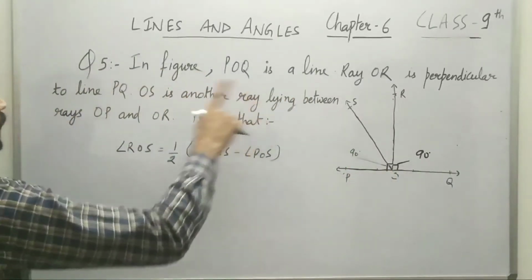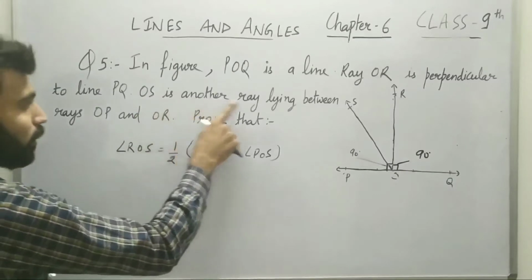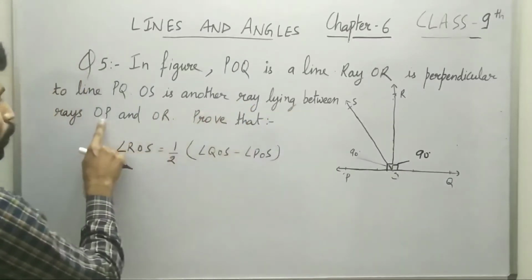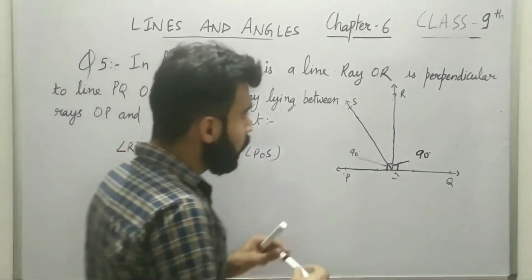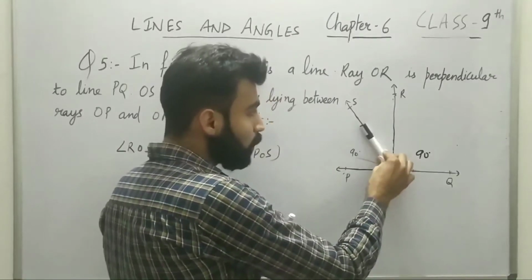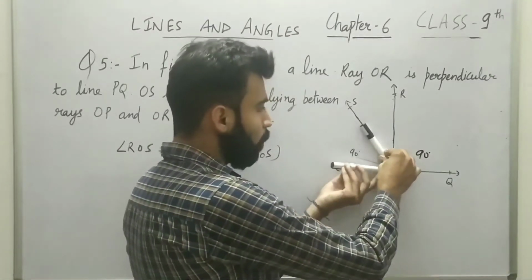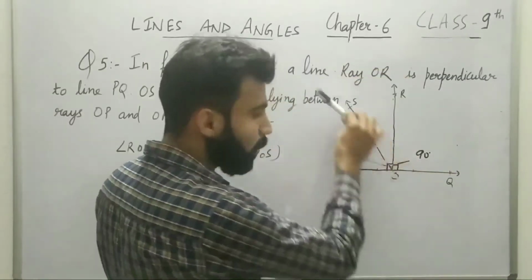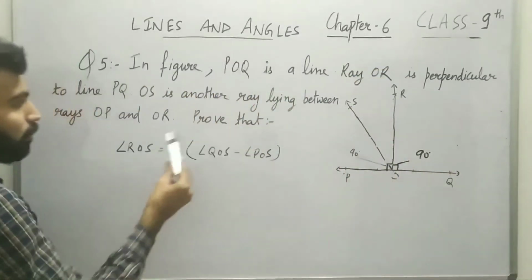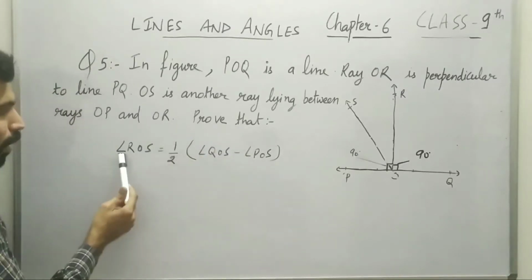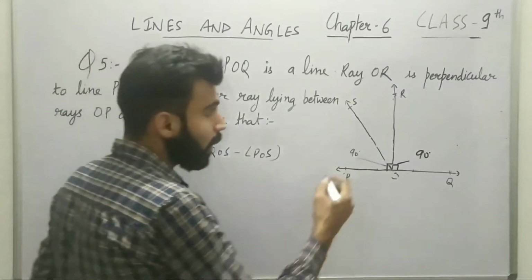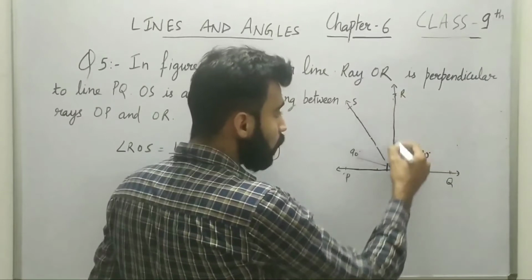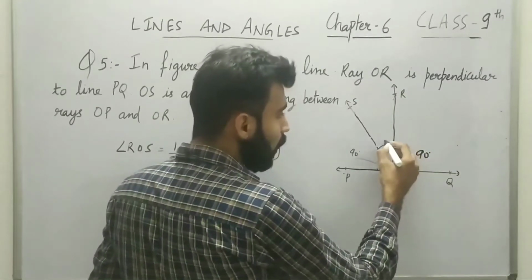Now further, it is given to us that OS is another ray lying between OP and OR. So if you see, there is another ray OS which is actually in between OP and OR. So there is a ray in between, it is given to us. Further, we have to prove that angle ROS. So you can see here angle ROS, what is it? So this is the angle ROS, right?